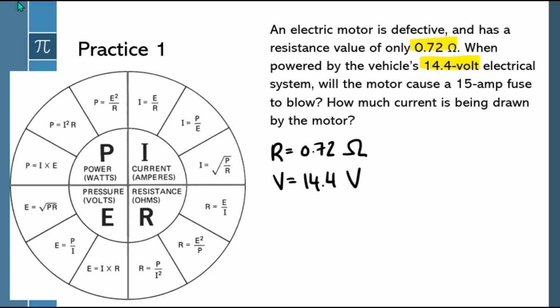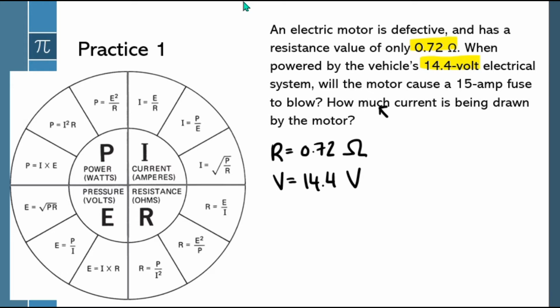So I'm going to answer the second question first: how much current is being drawn by the motor. Then I'm going to compare it to the amp rating of the fuse that's in the system and see if the current is too high, in which case it will blow the fuse. So I'm going over to my little formula sheet here.